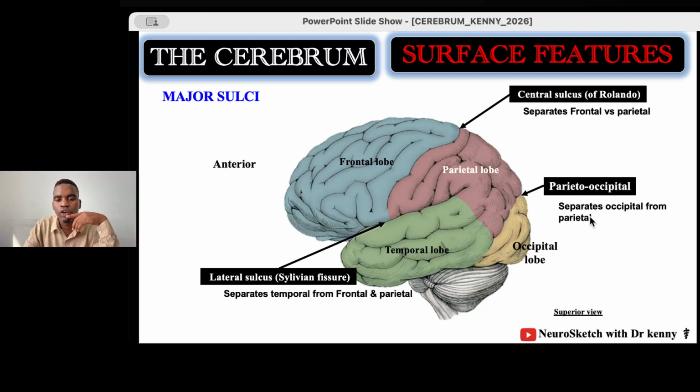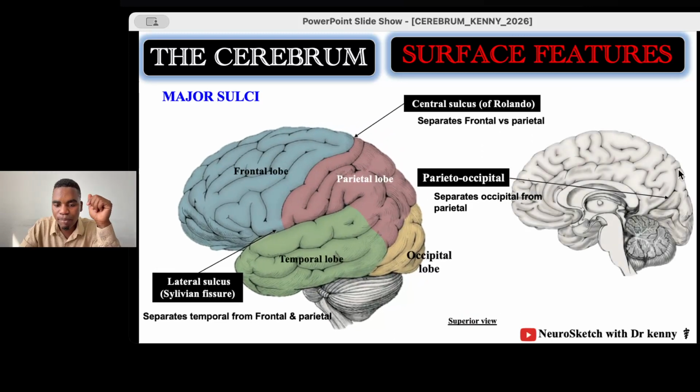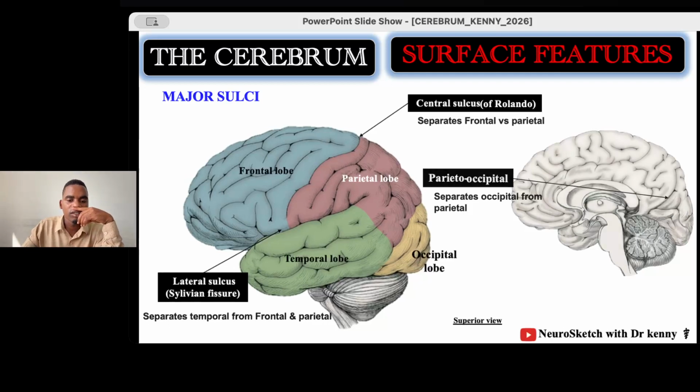Next, we have the parietal occipital sulcus, and from the name, this one separates the occipital lobe from the parietal lobe, but it's usually seen on the medial surface and not on the lateral surface. So on the medial surface, this is the parietal occipital sulcus. It separates the parietal lobe from the occipital lobe, or the other way around. And of course, we're going to see later that on the occipital lobe we also have a fissure, which is called the calcarine fissure. We're going to see it a little bit later. The calcarine fissure separates two parts of the occipital lobe.